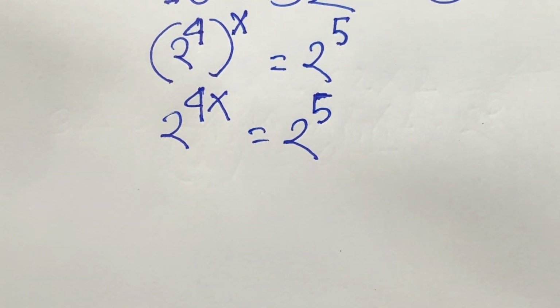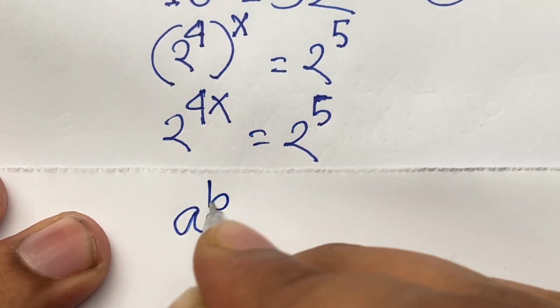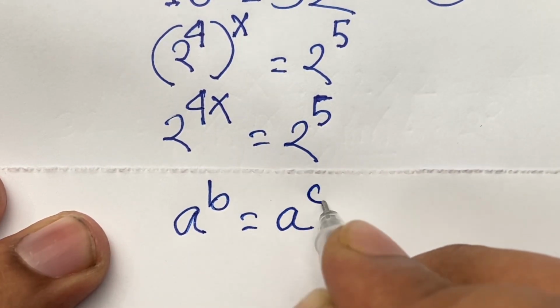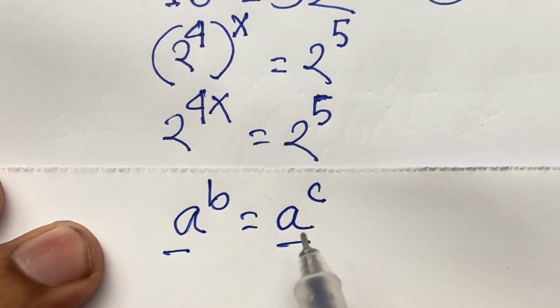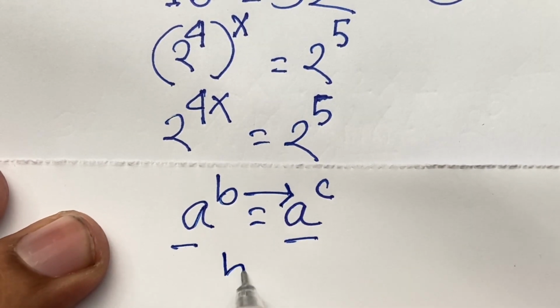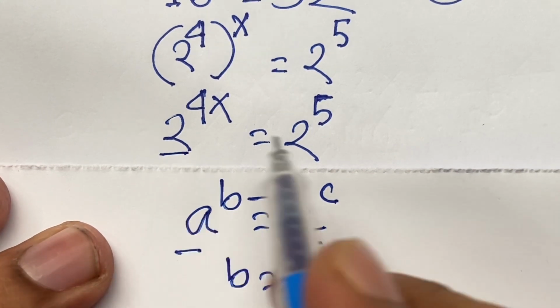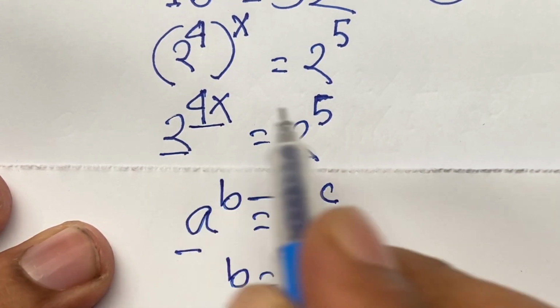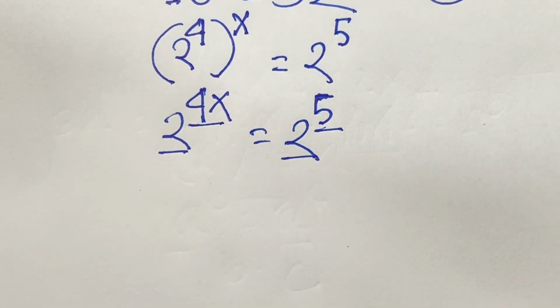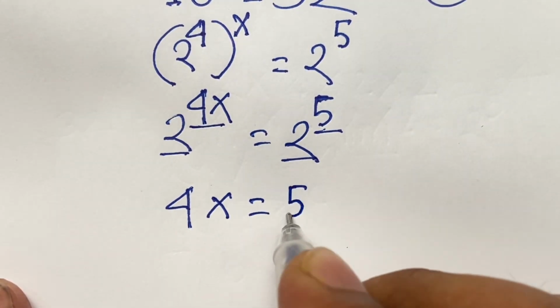Now again we know that if a to the power b equals a to the power c, here the base is the same, so I can say the powers are equal. So here b equals c. Now in our problem, the base is the same, so I can say our exponents are equal. So here 4x equals 5.